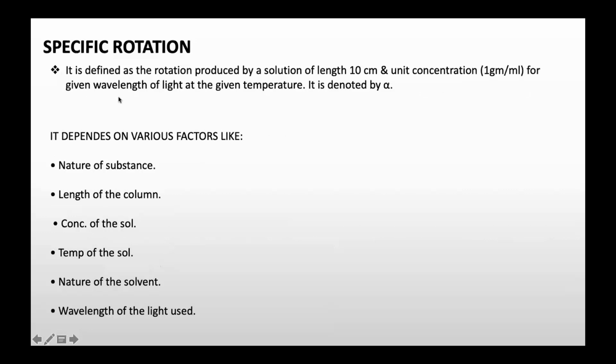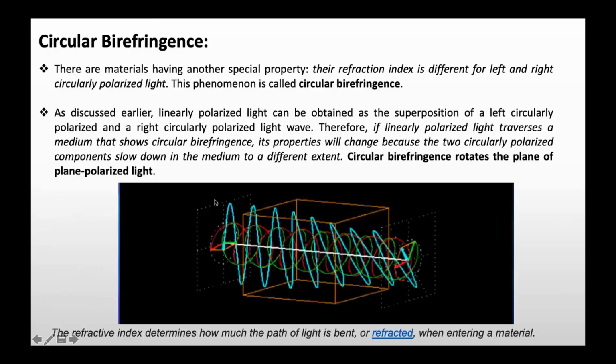So what is specific rotation? It is defined as the rotation produced by a solution of length 10 centimeters and unit concentration, 1 gram per ml, for a given wavelength of light at a given temperature, and it is denoted by alpha. It depends on various factors like the nature of the substance, length of the column, concentration of the solution, temperature of the solution, nature of the solvent, and wavelength of the light used.